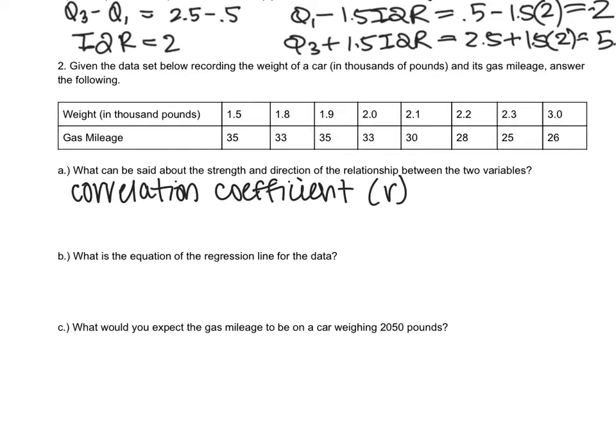In order to calculate the correlation coefficient, we're going to go back into our lists and we're going to enter the weight into list 1 as our X value and the gas mileage as our Y value into list 2.